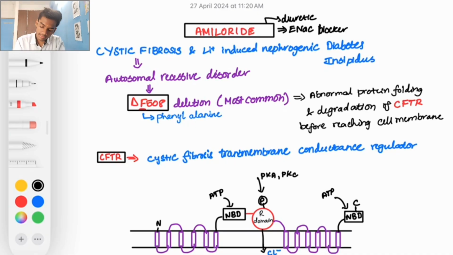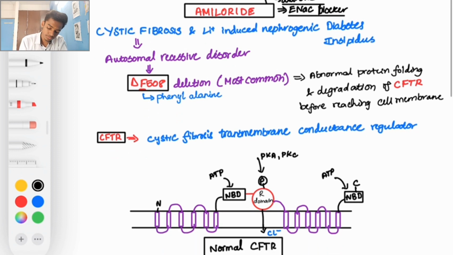Amiloride is used as a diuretic. It is an ENaC channel blocker, which is an epithelial sodium channel blocker. It is also used in cystic fibrosis and lithium-induced nephrogenic diabetes insipidus.